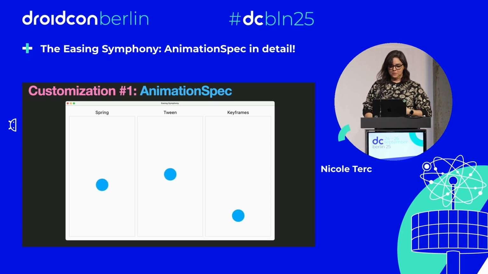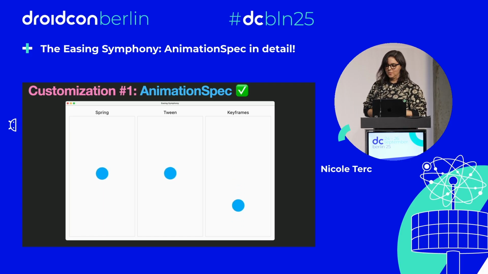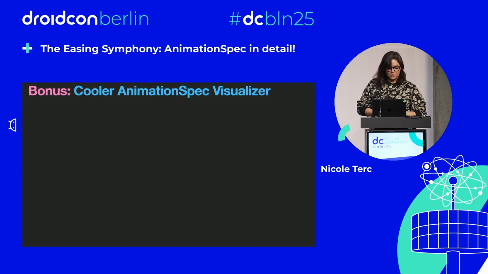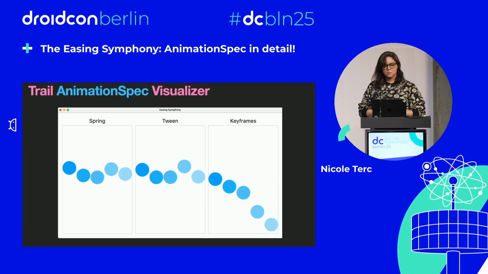Nice. This is looking better. This is great, but this is still looking kind of boring. So let's take a little detour and let's do a bonus cooler AnimationSpec visualizer. And for this, let's just do a classic. Let's do a trail AnimationSpec visualizer.